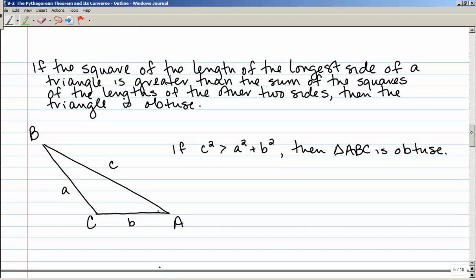And then the same thing applies here. If that third side squared is greater than the other two squared and added together, then triangle ABC is obtuse. In this case, angle C is an obtuse angle. Imagine this side here with the A on it moving up to the right to make a right triangle. Then this side C would get shorter. So if C is longer, then big angle C is going to be an obtuse angle.